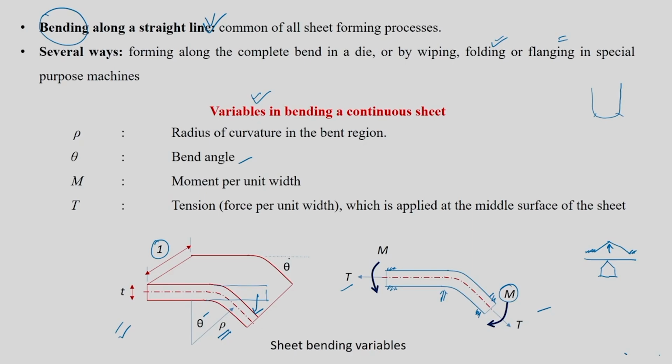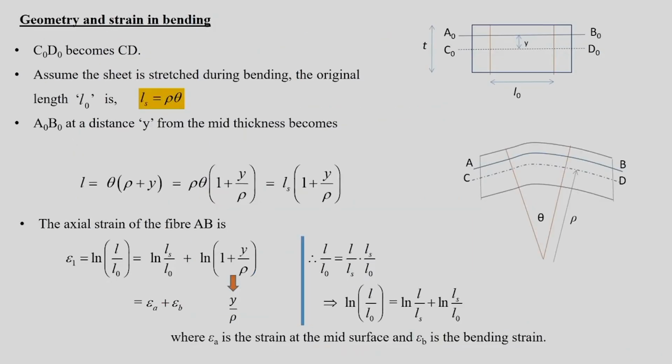Okay, so these are the variables. You have a bend angle theta, then rho, the radius of curvature, then tension and moment applied in the sheet. Now, as usual, the first thing we are going to evaluate is strain. Like in the previous chapters and modules, we first evaluated strain from the new dimension with respect to the original dimension, and then we went ahead and calculated the other quantities when you deform a sheet. Similarly, here also we are going to first evaluate strain in bending.